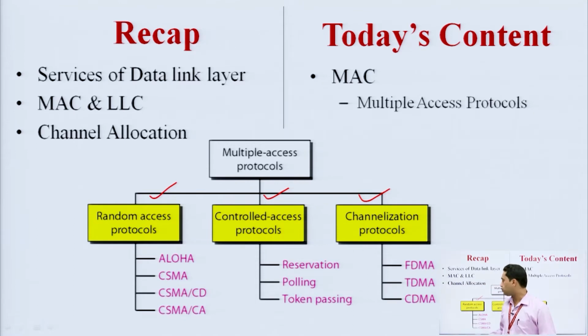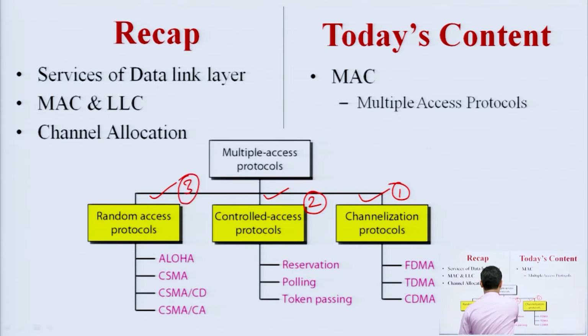Random access protocols are those where there is no such consent of any faculty member. There are 6 faculty members teaching in a class and any faculty member can go to a class at any time; there is no specific timetable. So first we take the very first and simplest method, which is channelization. Then we will discuss controlled access, and then the most random one, the random access protocol. In today's class, we will discuss the first two, channelization and controlled access, and in the next class, random access protocols.